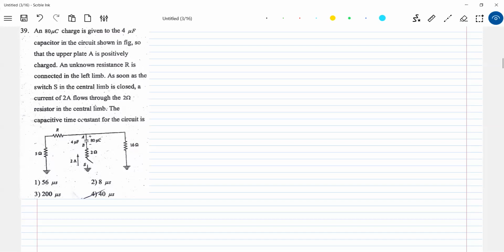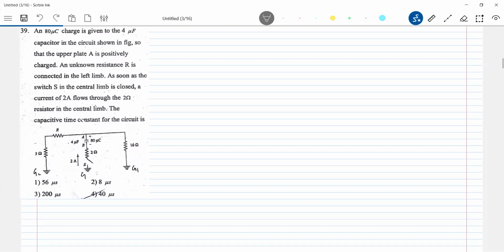Okay, now we'll do one thing. We'll give the name. This is A. There's a ground, no? So I'll call this ground like this here. So 2 ampere and 80 microcoulomb charge is also there. With this, can we calculate the potential at A with respect to ground? The capacitive time constant for the circuit is asked. So shall we write 80 microcoulomb into 2 ohm?